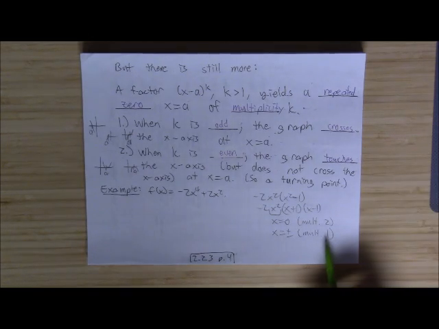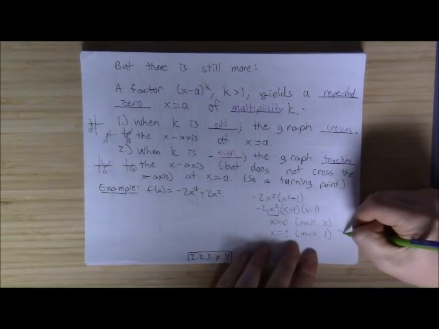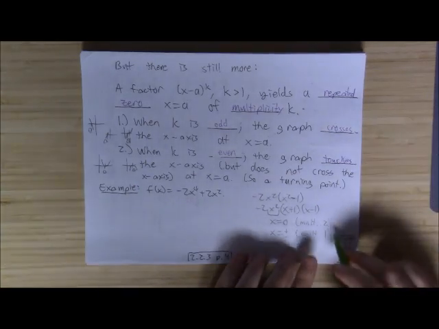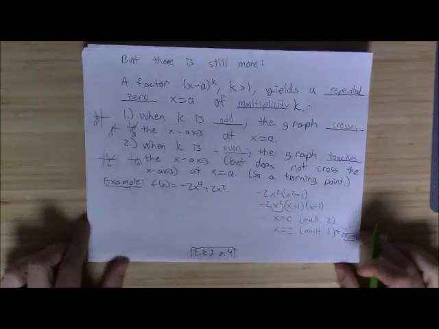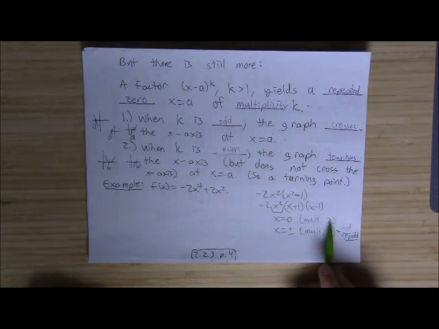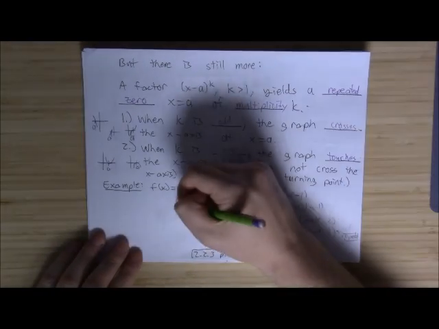So it's not repeated, because their power is just 1. Okay? But what does that tell me? Well, this tells me it's just going to go through the graph. This tells me that I expect to bounce at there.